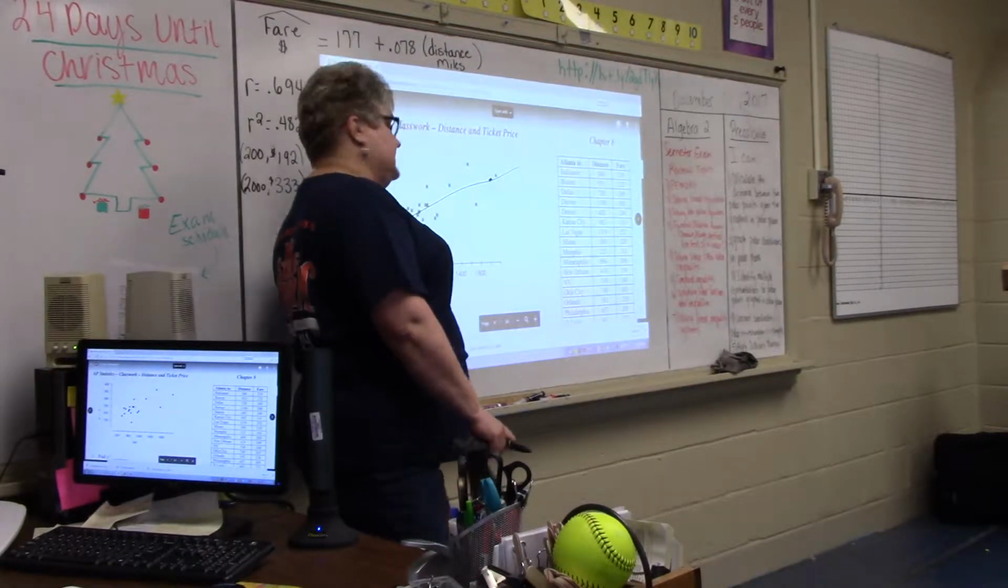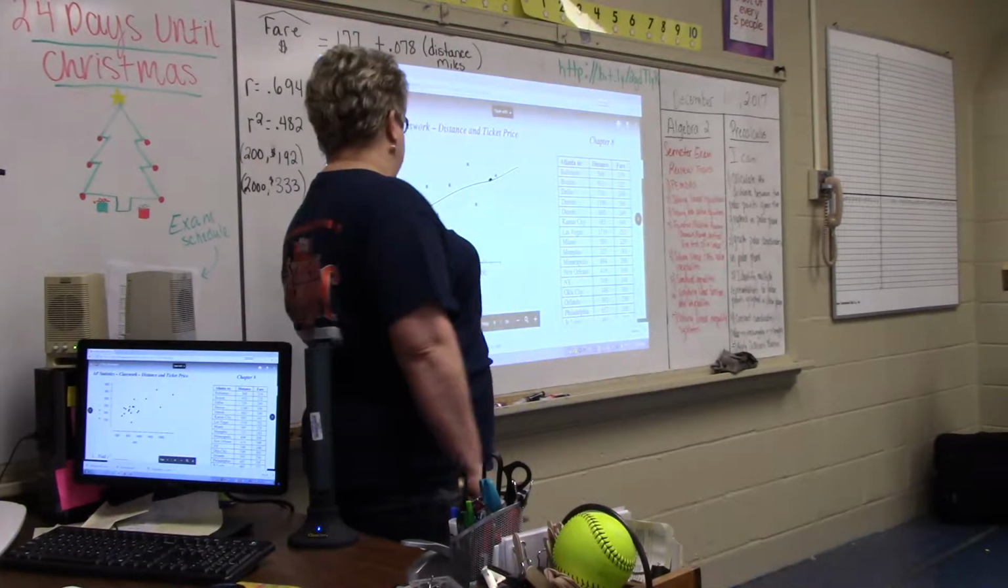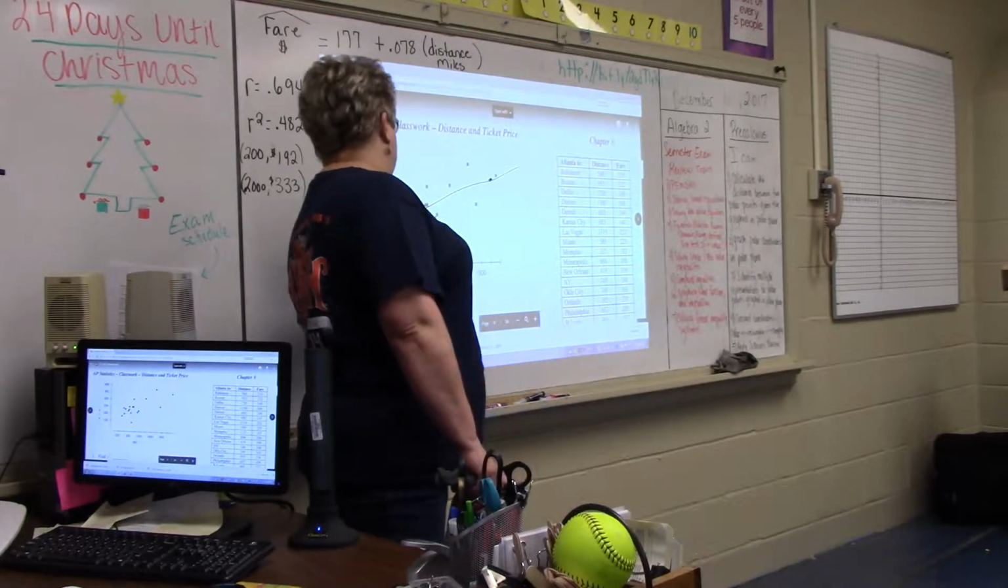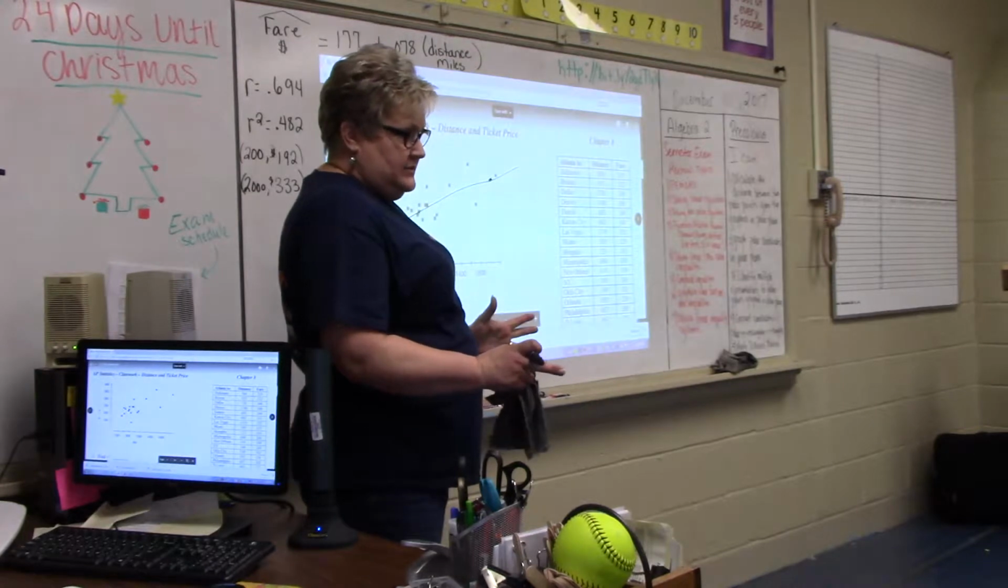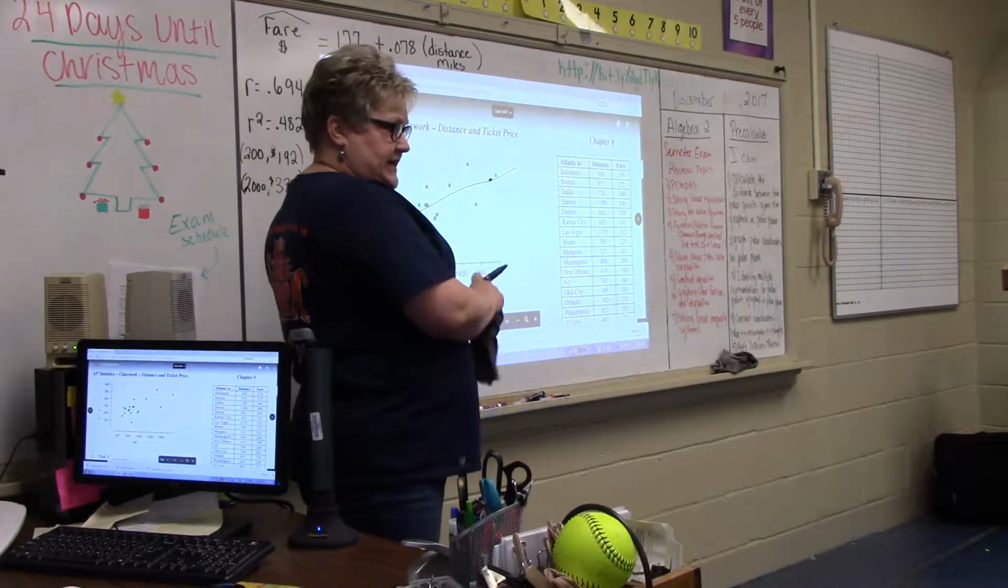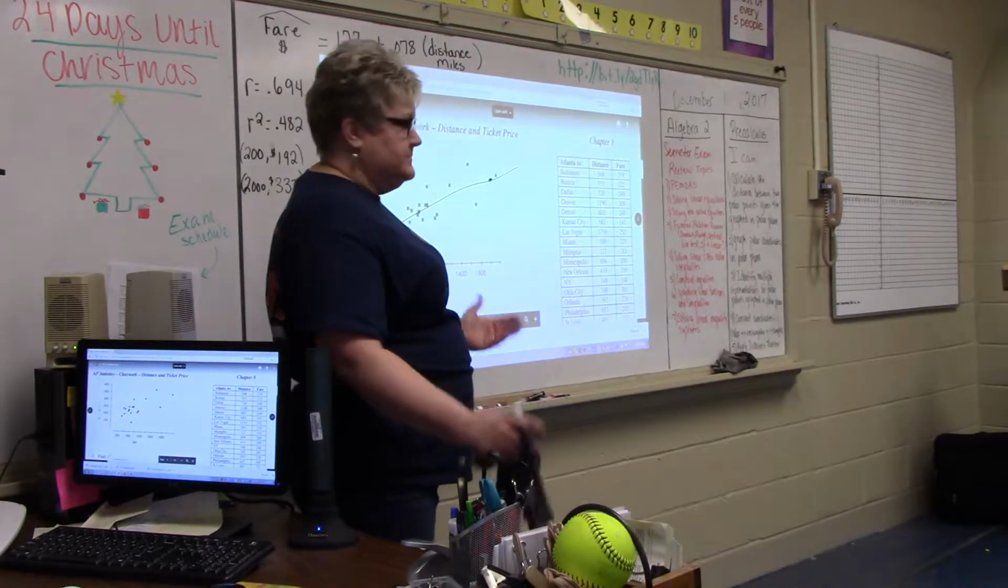But when it says interpret it in context, you're going to have to tell them that at 0 distance, the fare would be 177. But it is outside our data set and we do not extrapolate.